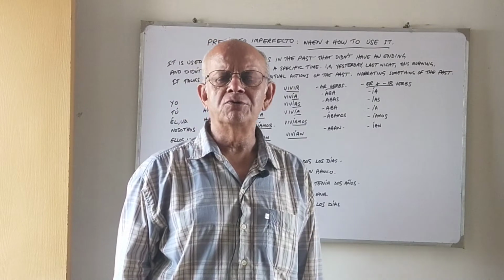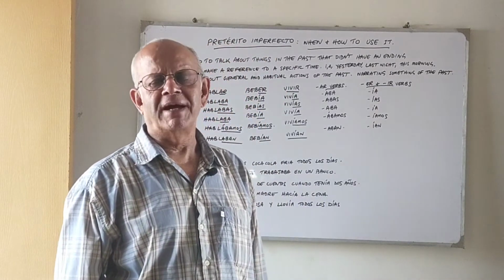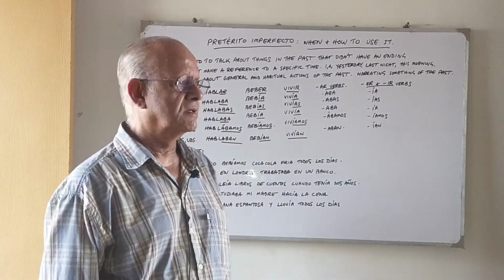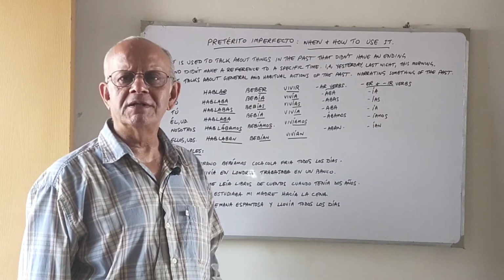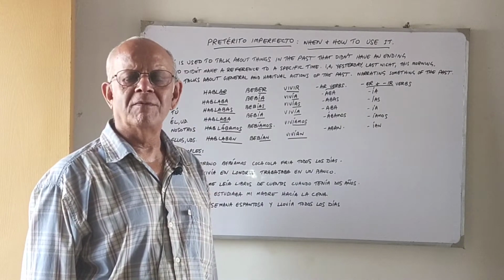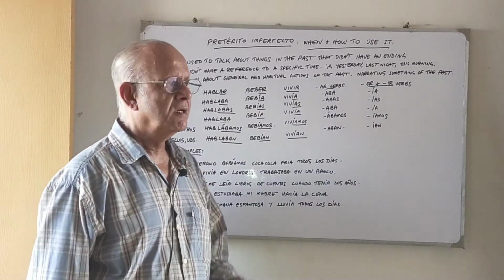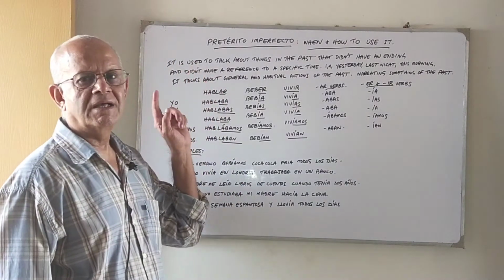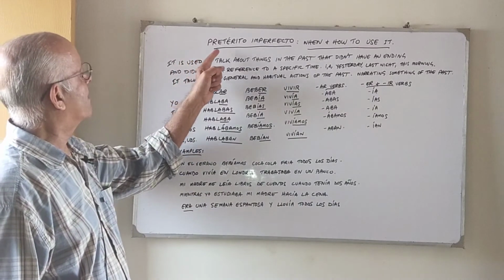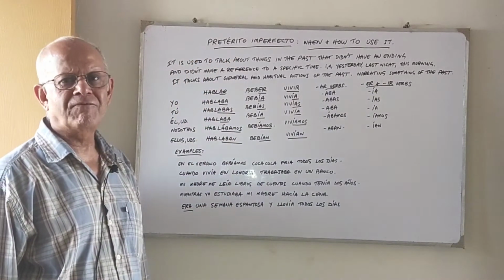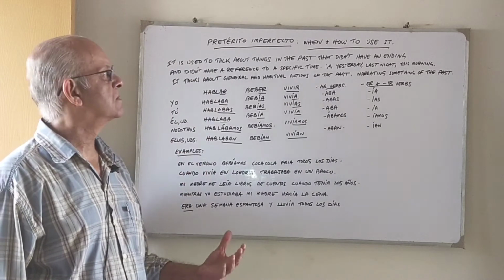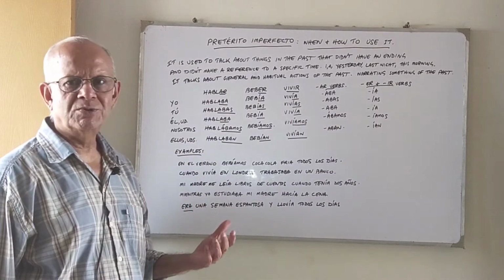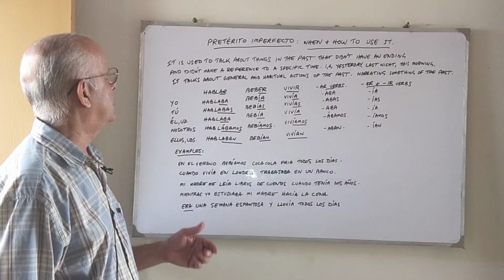Today we are going to do the last grammatical formation in the Spanish language. We've covered almost all the grammatical formations and aspects. Today we are going to do the last and final one, which is the Preterito Imperfecto, or the past imperfect tense. When and how we use it, and what does it mean.